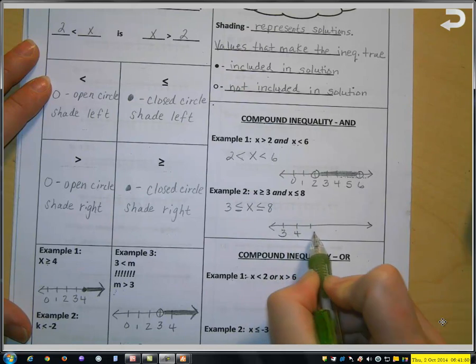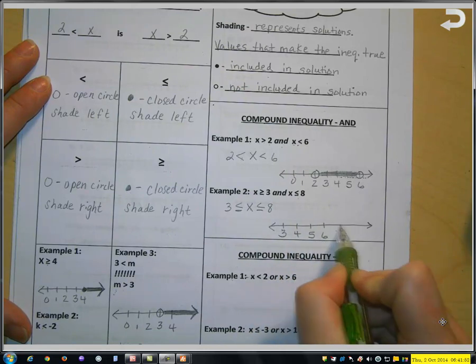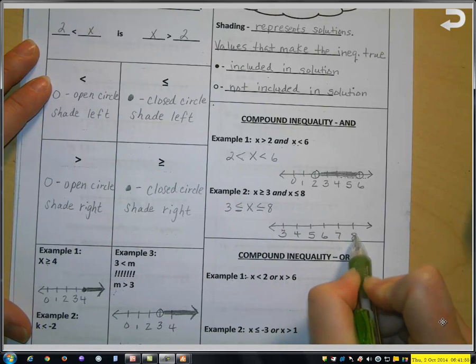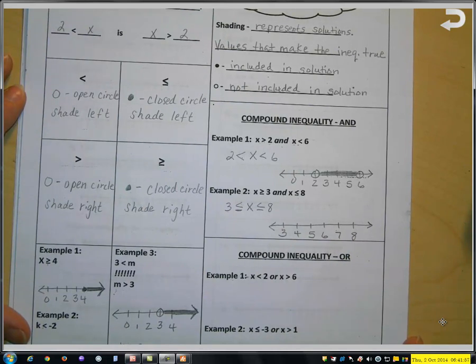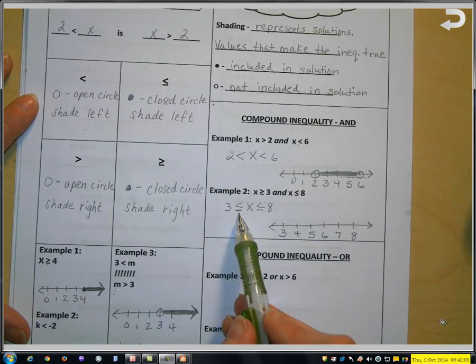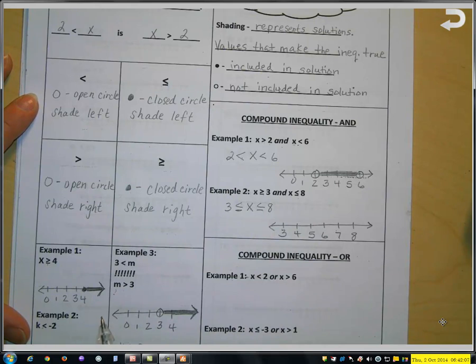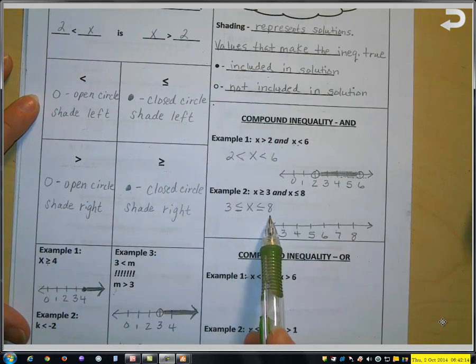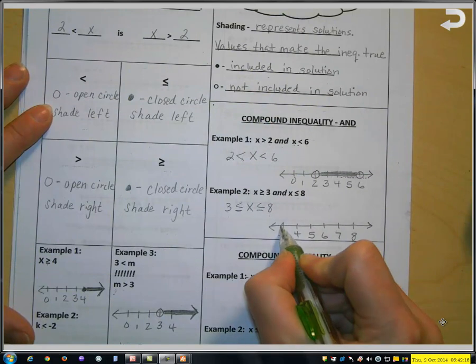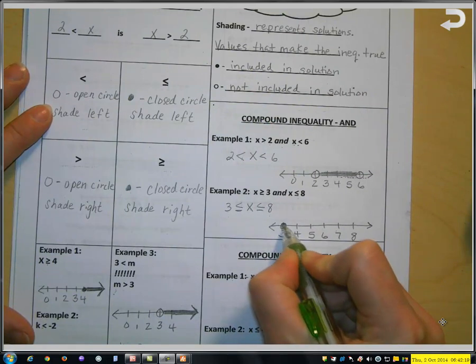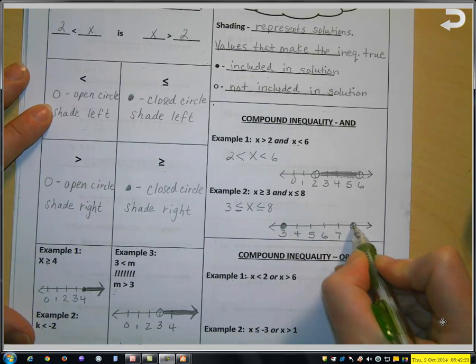So as we're drawing the graph, I want you guys to think about how this graph is going to be different from the one above. Notice that our inequality has equal signs in it this time. So what type of circle will we put on the 3 and the 8? Well, we're going to use closed circles because 3 and 8 are included in the solution. The inequality can be equal to 3 and 8. So we'll put closed circles there.